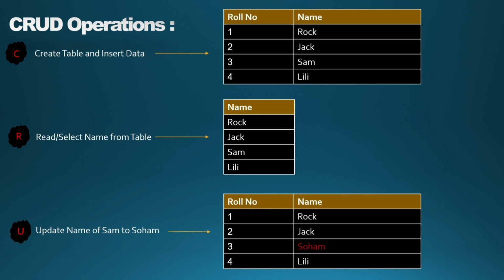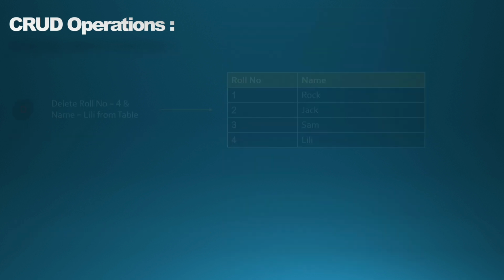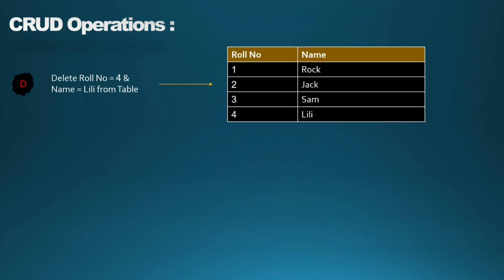And now the last part is D. D for delete. Let's say the roll number 4 student is no more part of this class, so we have to remove this data, right? We can delete his roll number and name from the table with the help of which operation? The delete operation of SQL. Okay.